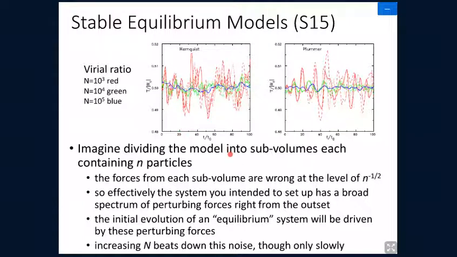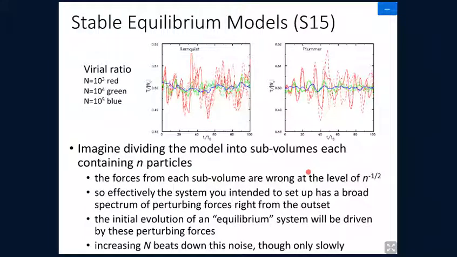And what you should think about is dividing your model that you might have with a certain number of particles into subvolumes. Each subvolume contains a smaller number than the total number of particles. You can make those subvolumes very small or as large as you want. You just think about them as in this thought experiment. And because there are n particles in each subvolume, the forces that you get from the particles in that subvolume are incorrect at the level of n to the minus a half. That's just shot noise that's causing that.